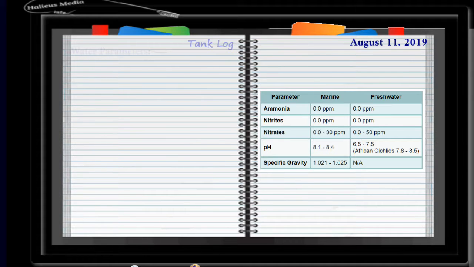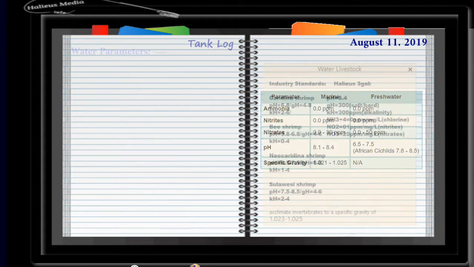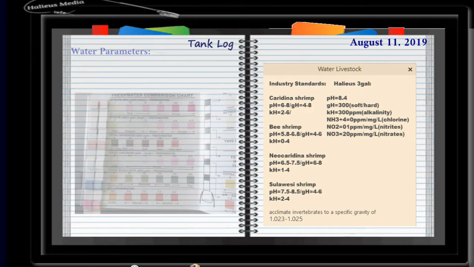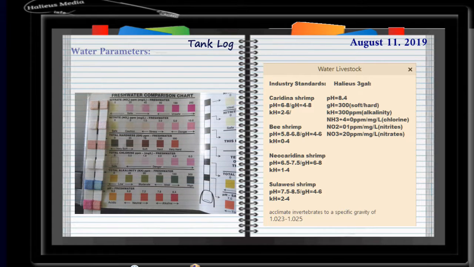Nitrates, 30 parts per million. And pH, for fresh water, 6.5 to 7.5 pH. So here are my test strips. On the far left is the test strip that was fresh tap water, just poured into a little jar, and the test strip was dipped.